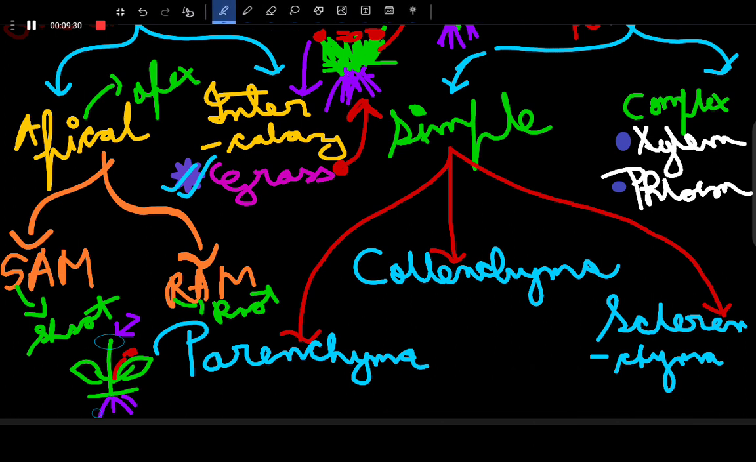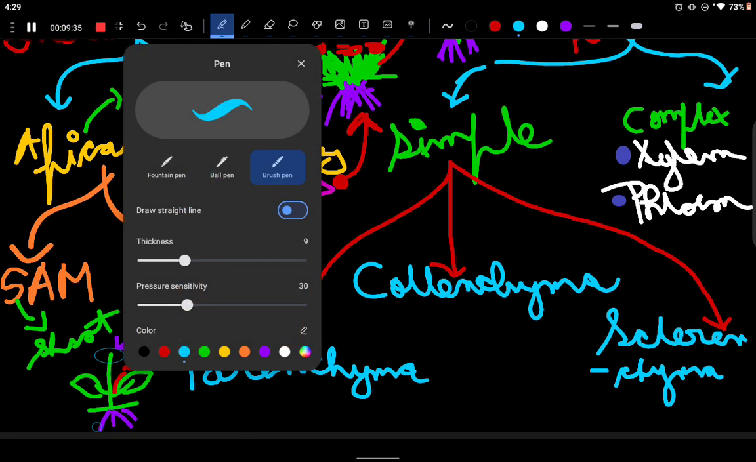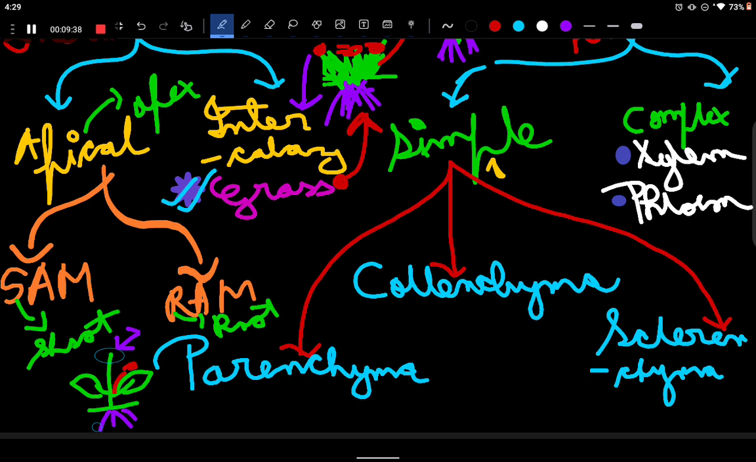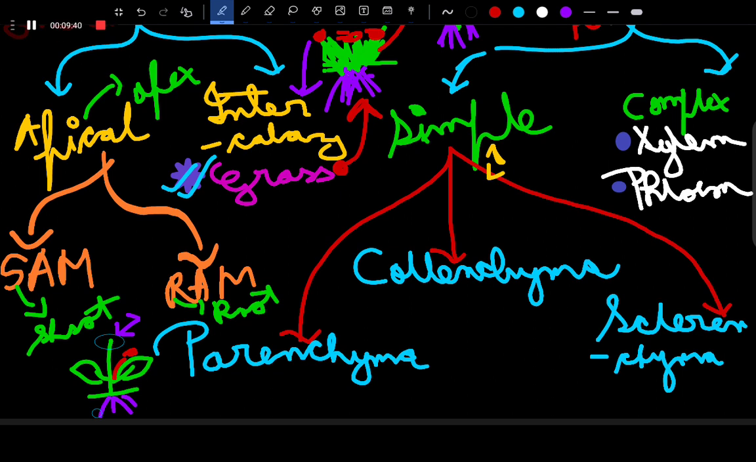Whereas, okay, let me just write that for you. One type of cells. And complex means more than one cell type. Okay. Note that. Now this complex permanent tissue mainly contains xylem and phloem.